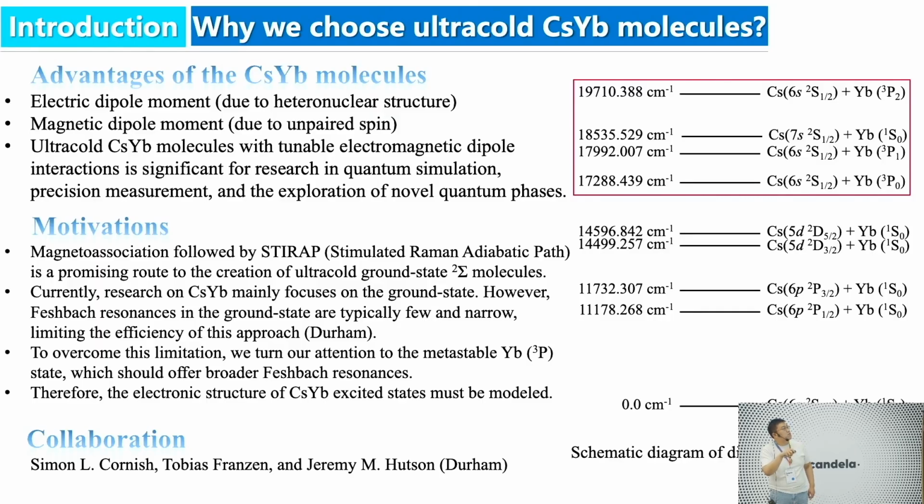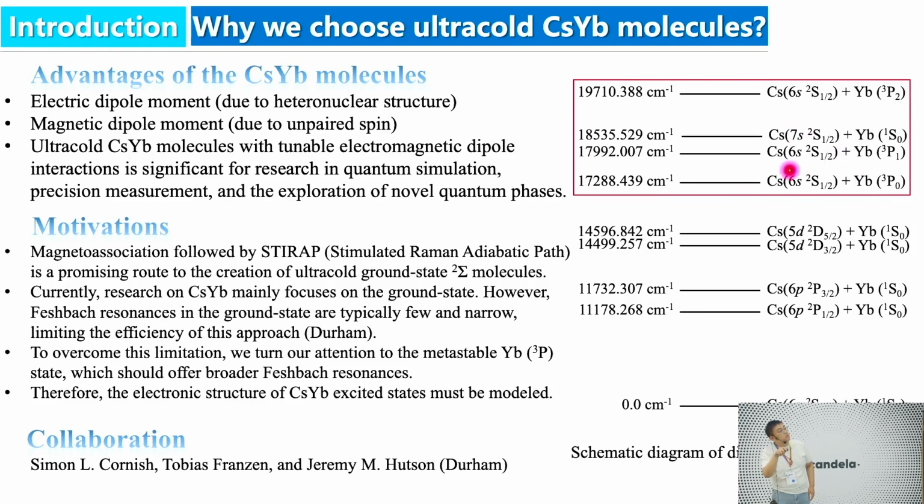But currently, the research on cesium ytterbium is mainly focused on the ground state. However, the Feshbach resonance in the ground state is typically very narrow. So to overcome these limitations, we turn our attention to metastable ytterbium in the triplet P state, which should offer more Feshbach resonances. Therefore, the electronic structure of cesium ytterbium in the excited states must be modeled.